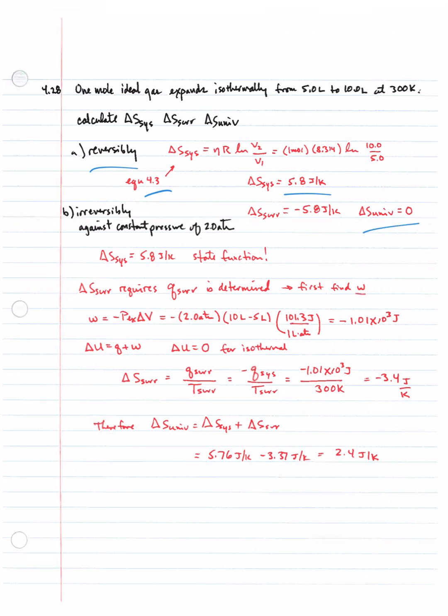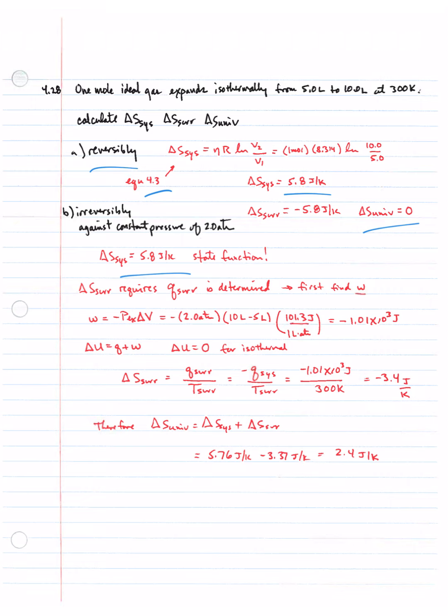The delta S of the universe of any reversible process, by definition, is 0. But what if the change happened irreversibly against a constant pressure? The delta S of the system is constant because it's a state function. The delta S of the surroundings is going to require you this time to figure out the exact Q flow. The Q of the surroundings can't be determined unless you first find the work that was done by the system.